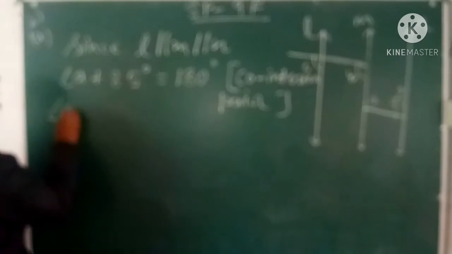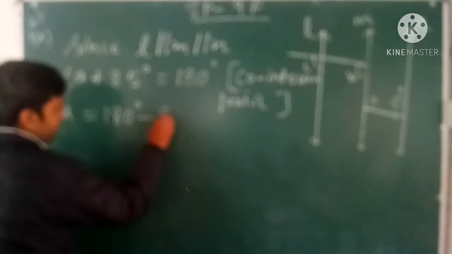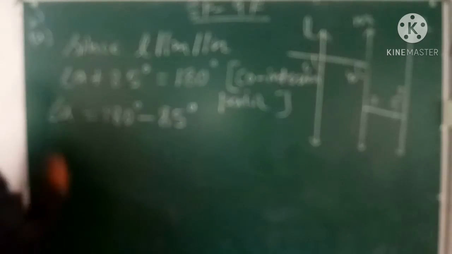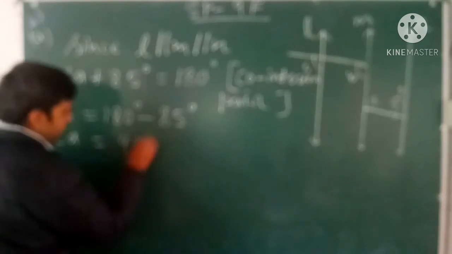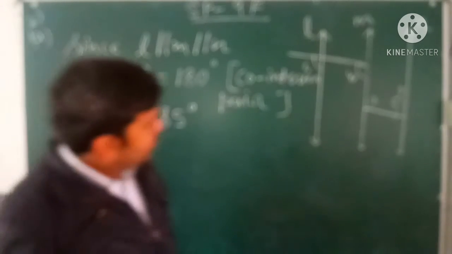Now angle A equals 180 degree minus 85 degree. So angle A is equal to 95 degree. So the measurement of angle A I got 95 degree. Now see. Now how do we get this angle B?